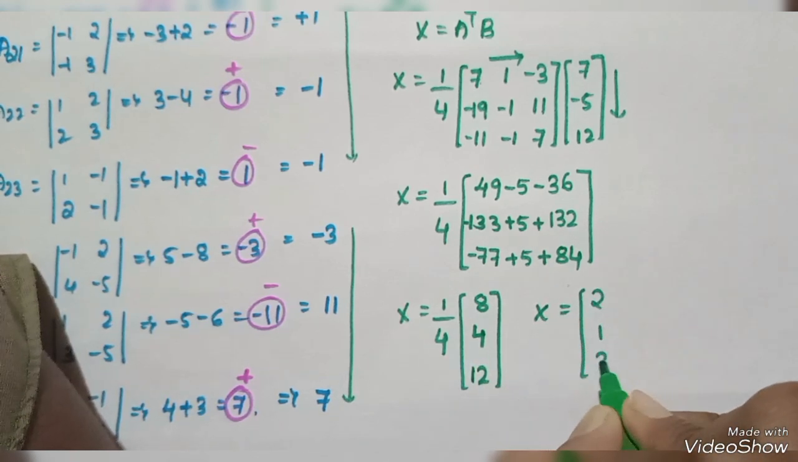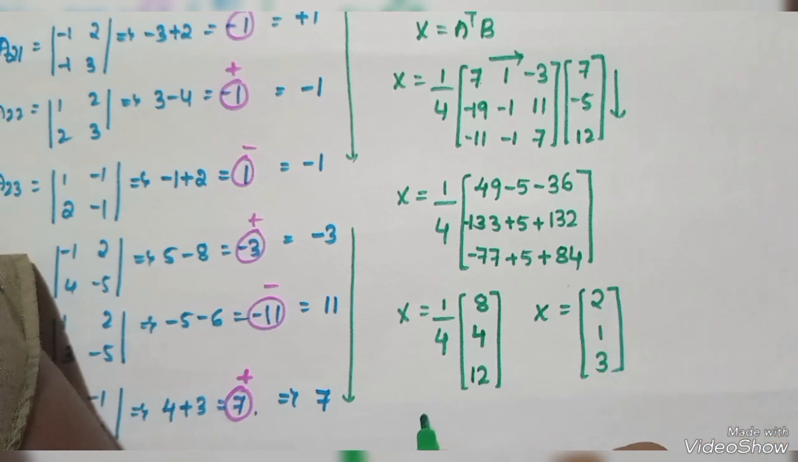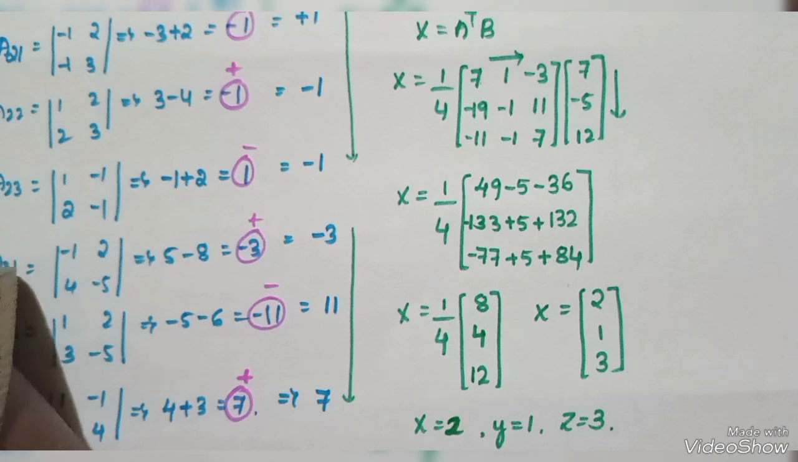Then x is equal to 2, 1, 3. Therefore x is equal to 2, y is equal to 1, and z becomes 3. This is the solution of the system of linear equations.